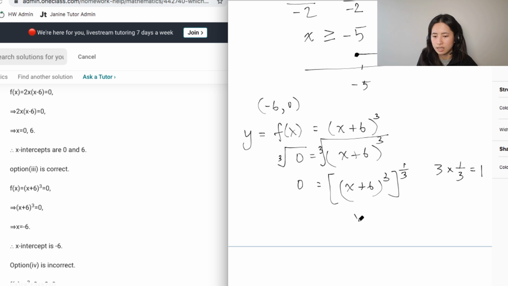So from there, we can say this is just x plus 6, and this is equal to 0. So if you move positive 6 to the opposite side of the equation, you get negative 6, which is x.